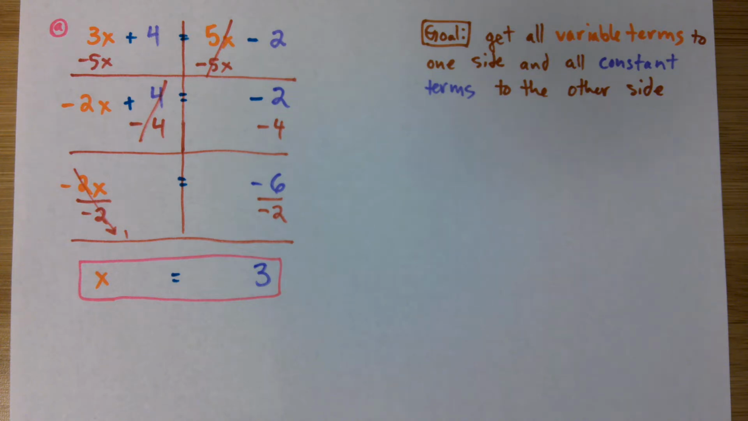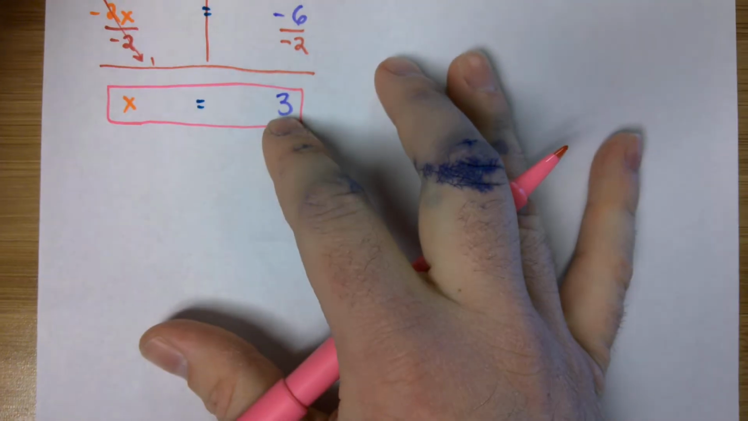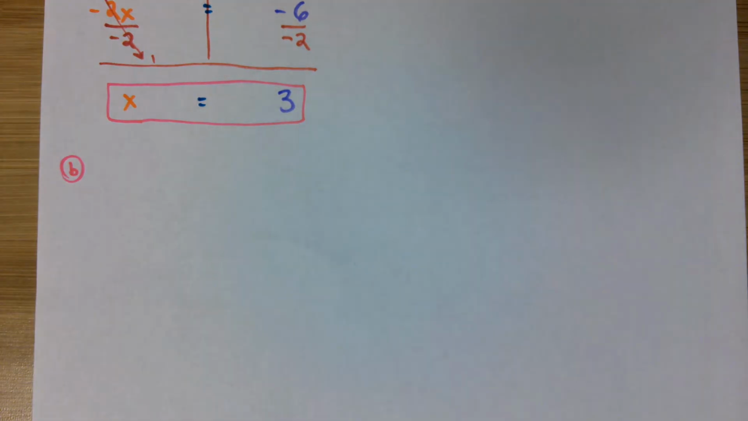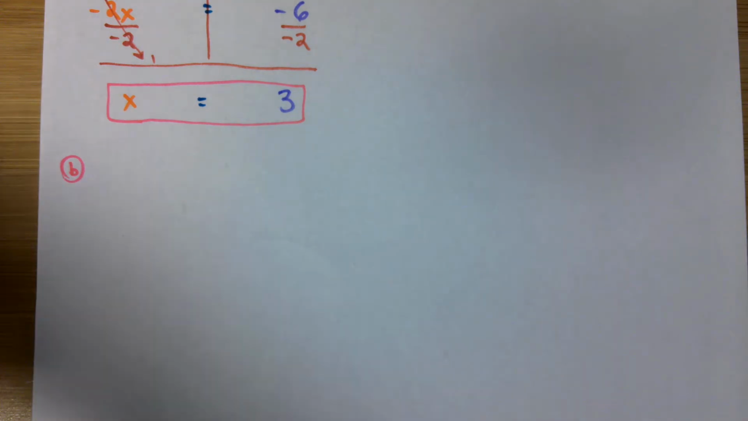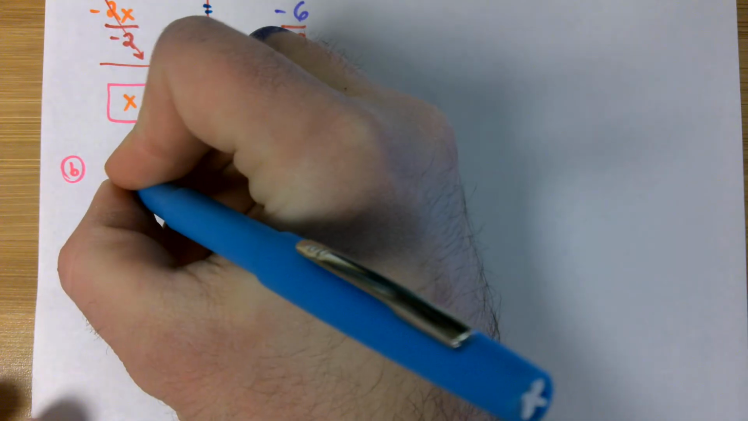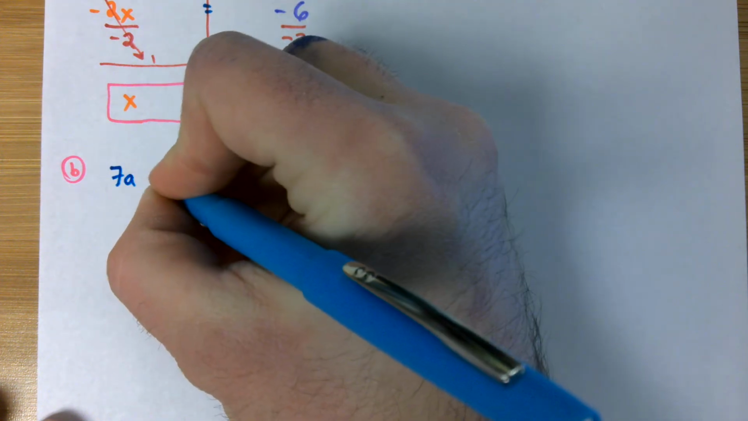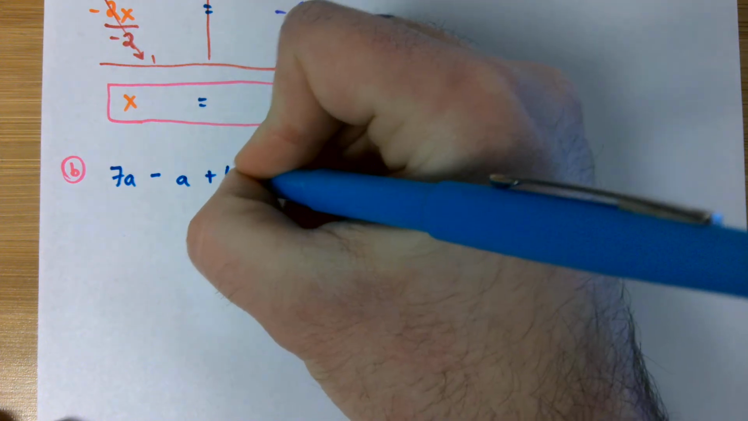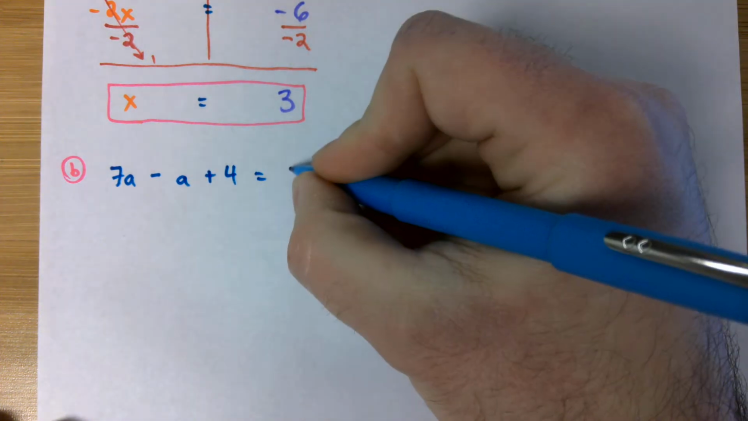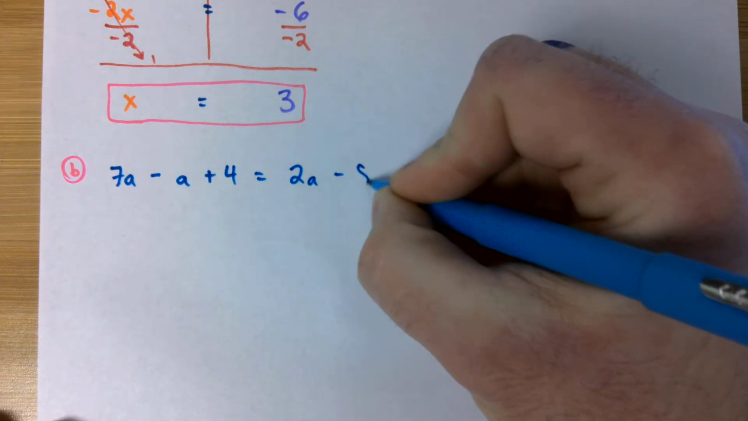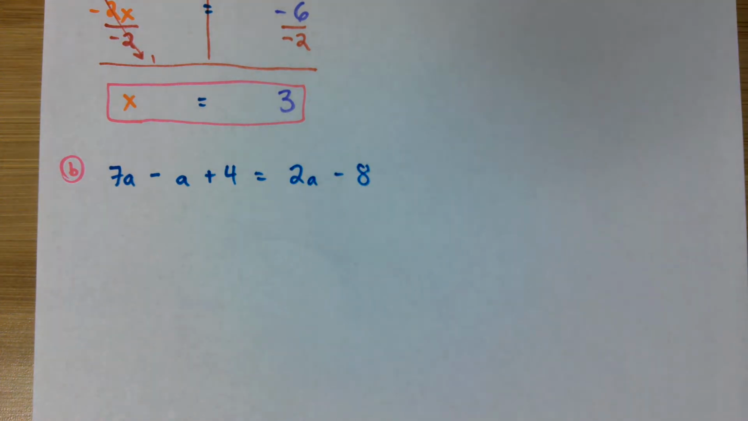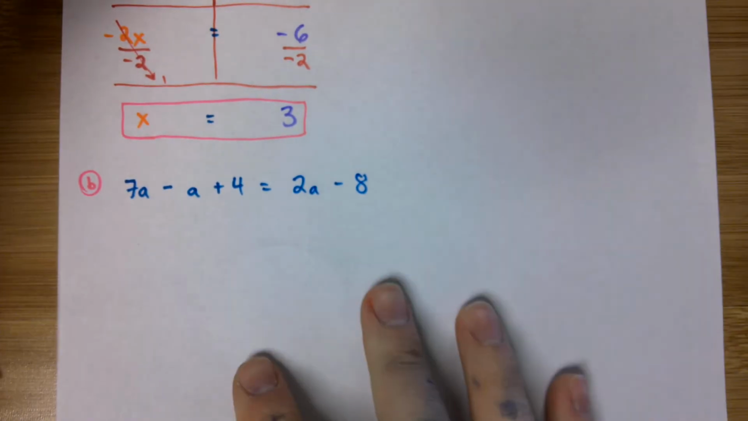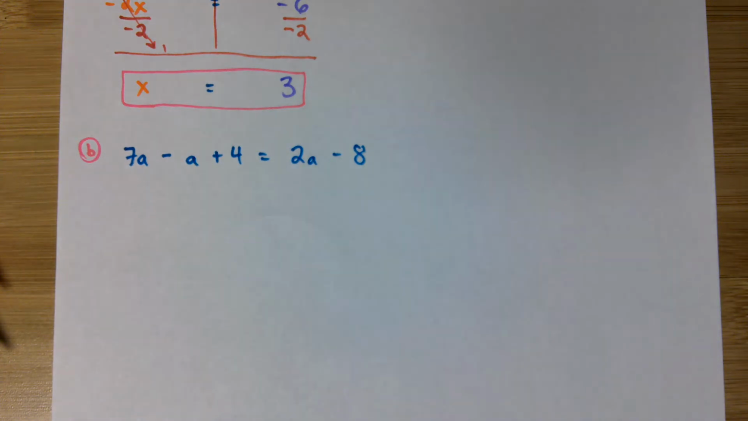Let's do... This one's going to be kind of a doozy. Let's go 7a minus a plus 4 equals 2a minus 8. Ooh, there's a lot going on there. That's what it is. 7a minus a plus 4.